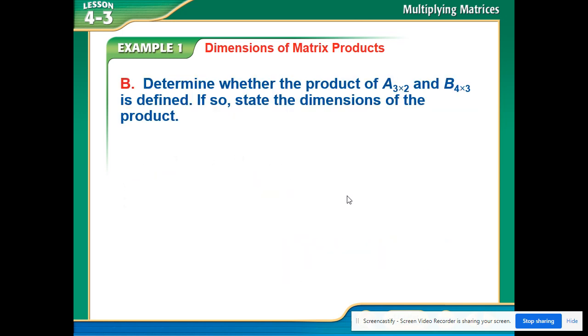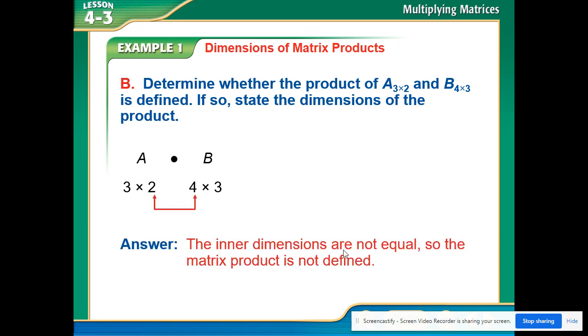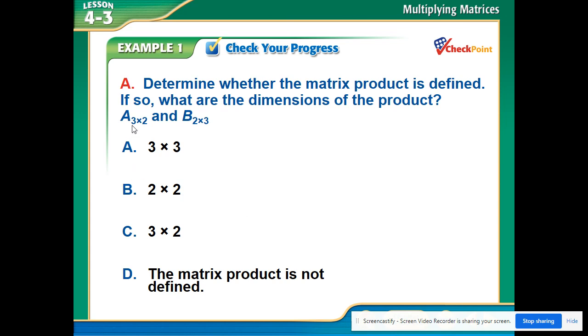Let's look at another one. We list them out, 3 by 2 and a 4 by 3. Notice the middles here. The 2 and the 4 are not the same. So we cannot do this. What about this one? 3 by 2 and a 2 by 3. Yeah, these 2s are the same, so we can multiply it. What's left? A 3 by 3.